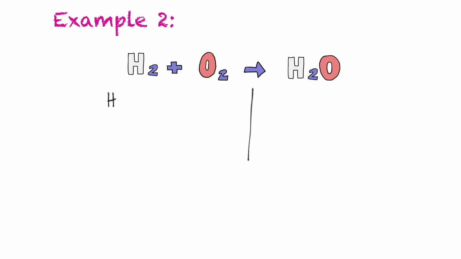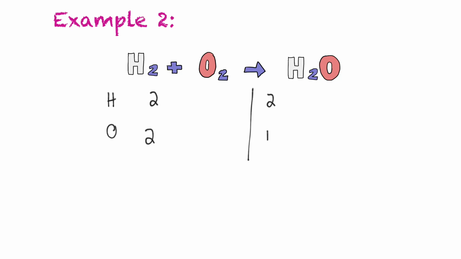You don't have to do the tally at the bottom. If you can do it all in your head, that's fine. So we have 2 hydrogens on the reactant side. We go over here, there's a 2 beside the hydrogen there, so we have 2 and 2. We have 2 oxygens again, but only 1 over here. So again, we're not balanced.